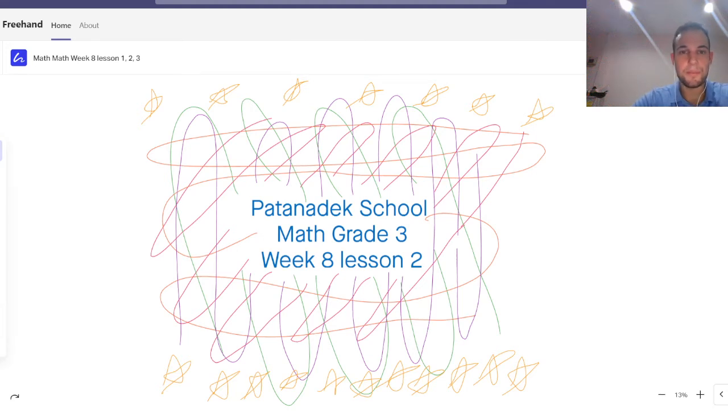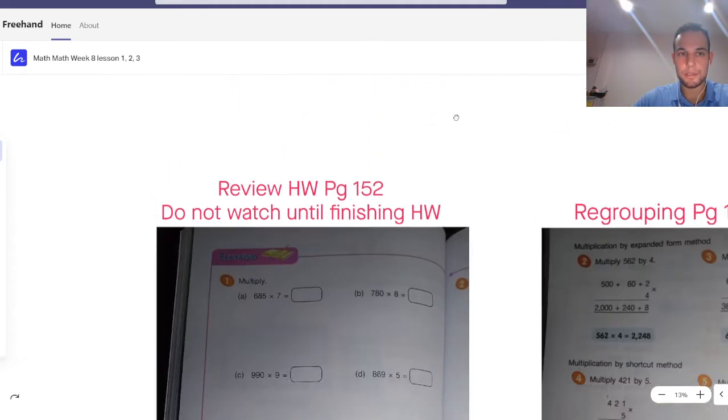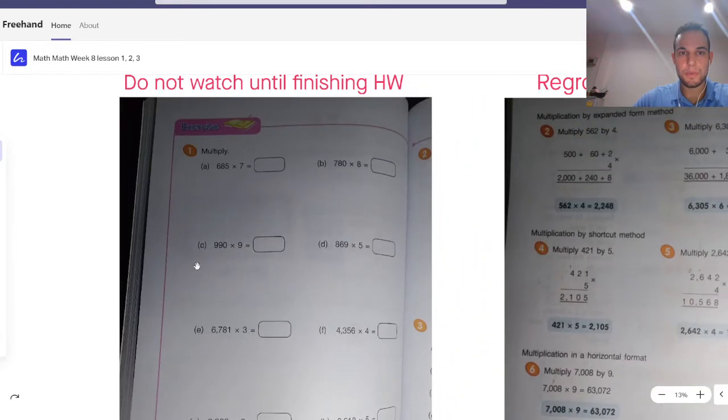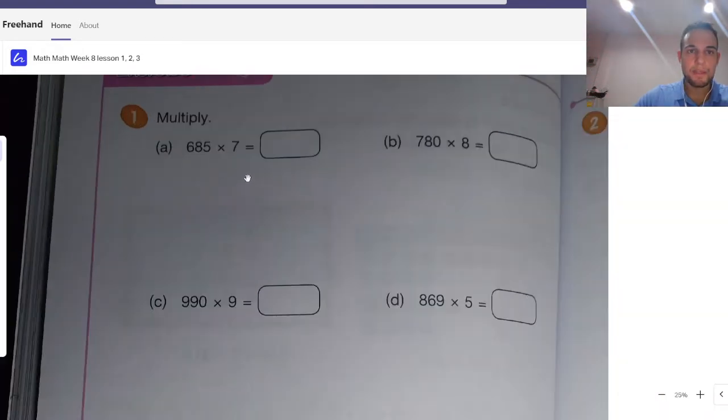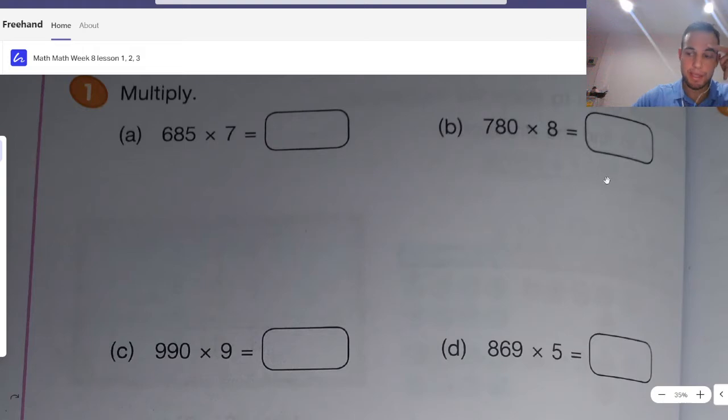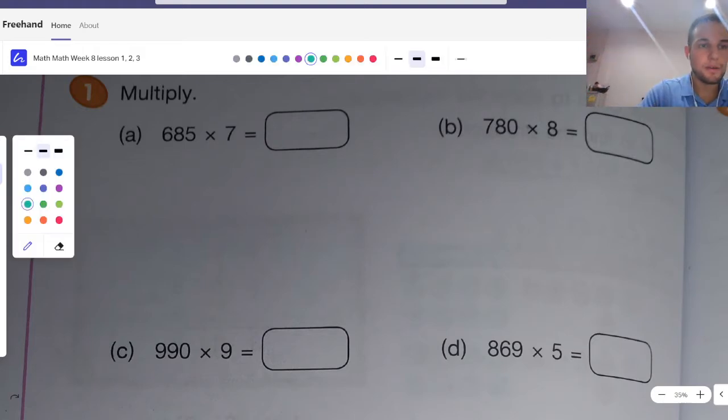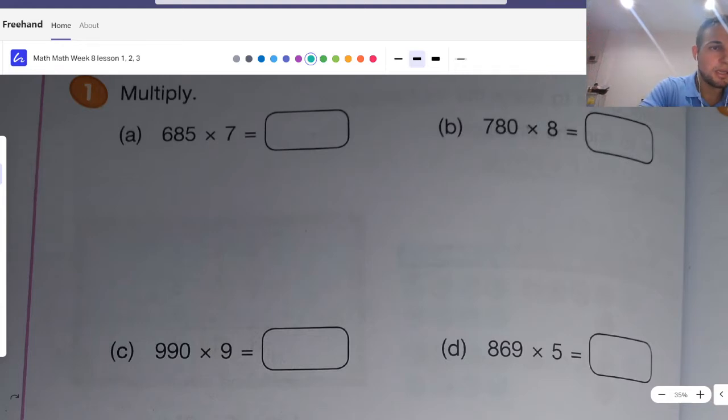All right, here we go. Let's start our lesson 2 for week 8. I'll go straight into reviewing our homework. So we started with 685 times 7. Let's go over this one.